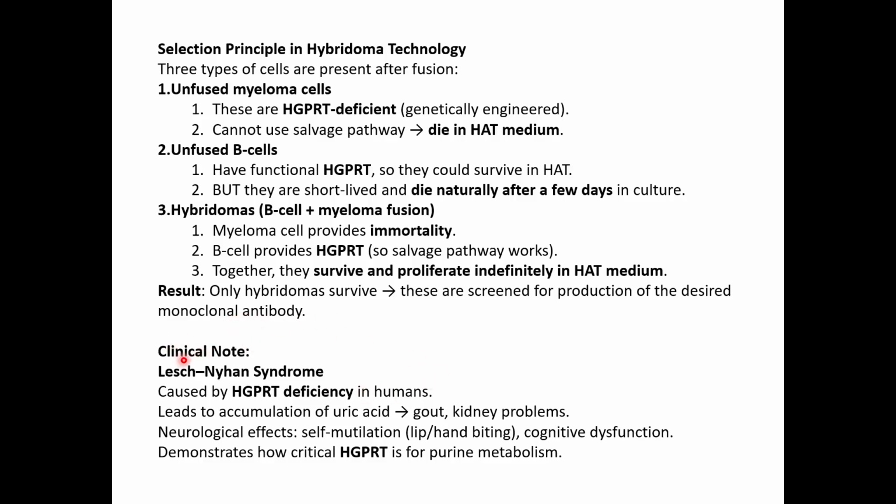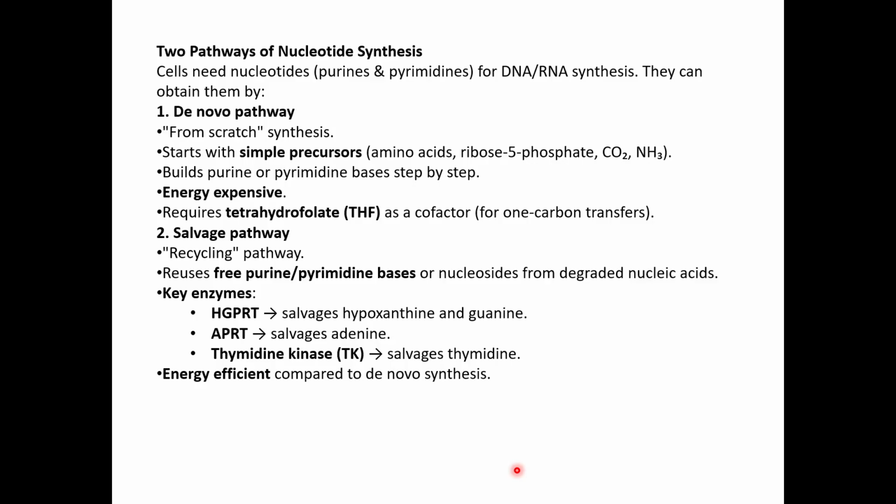So, other than this, HGPRT deficiency also occurs in humans, and it's called Lesch-Nyhan syndrome. It leads to accumulation of uric acid, gout, kidney problems, neurological effects, etc., because it affects the purine metabolism. So this was about that, and this is just a brief about the de novo and the salvage pathway.